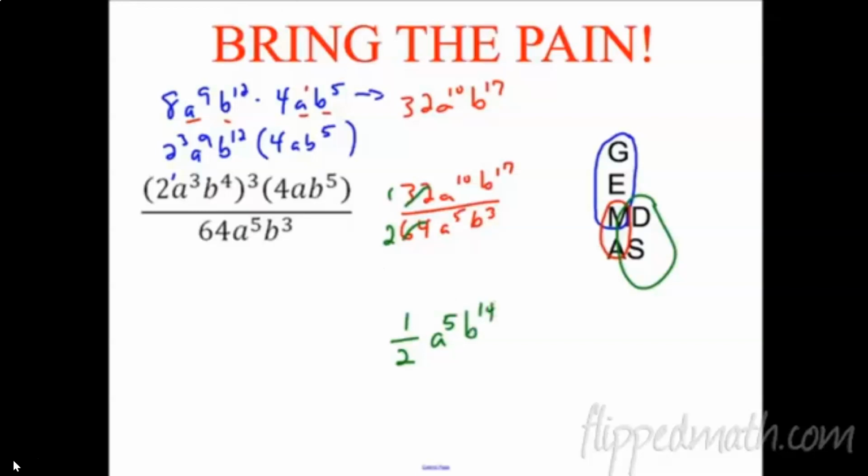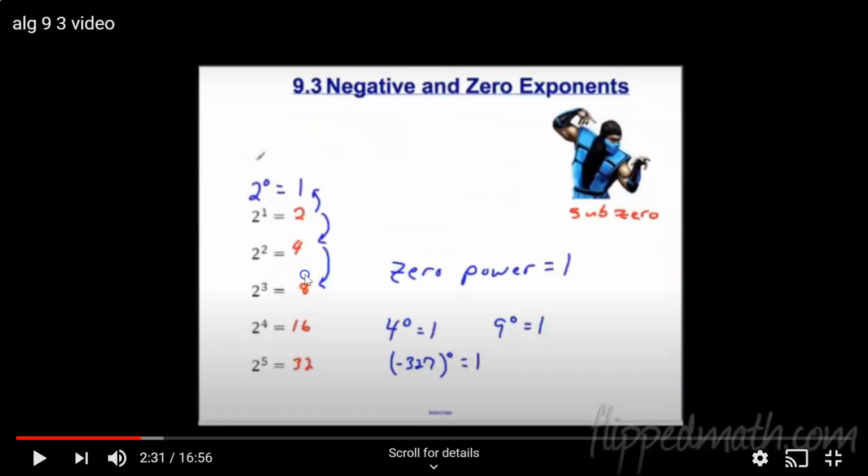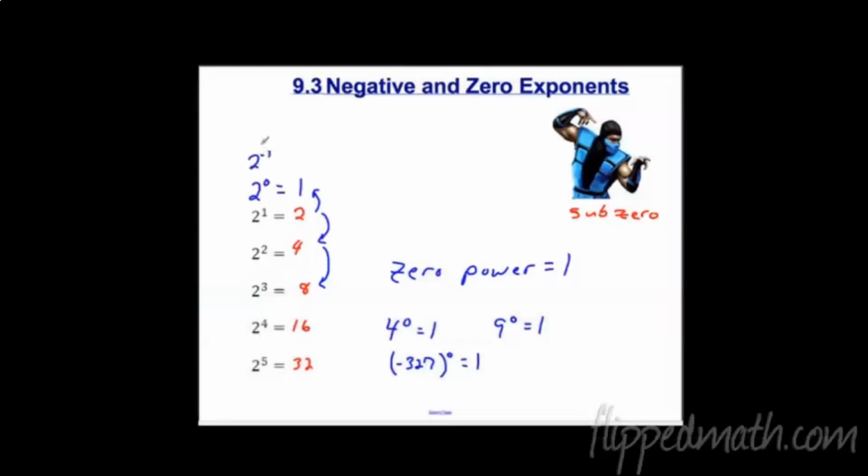Nice little trick. What's next, though? Can I keep this pattern going? Sure, I can go 2 to the negative 1, 2 to the negative 2, and 2 to the negative 3. Are you for seriousness? Yes, I am for seriousness. Let's check this out. What's the pattern doing? It's cutting in half every time I go up.